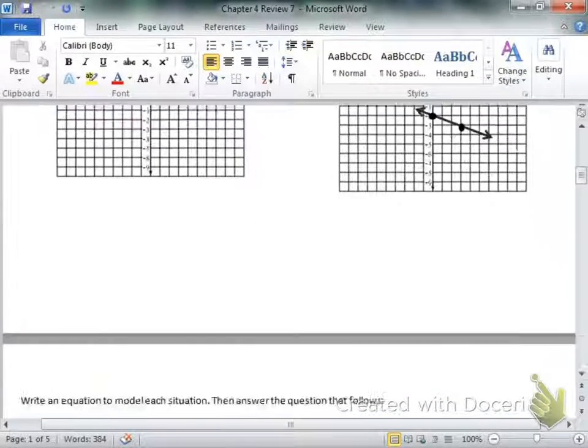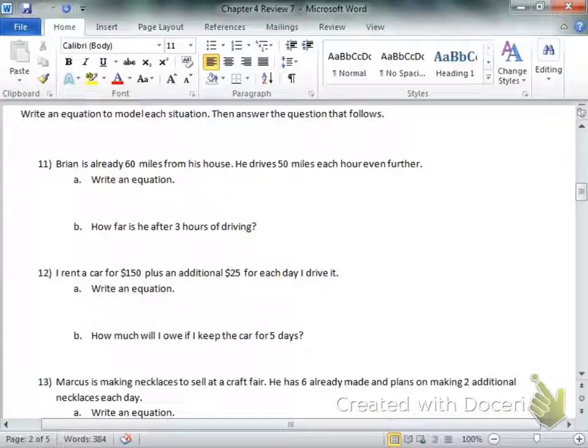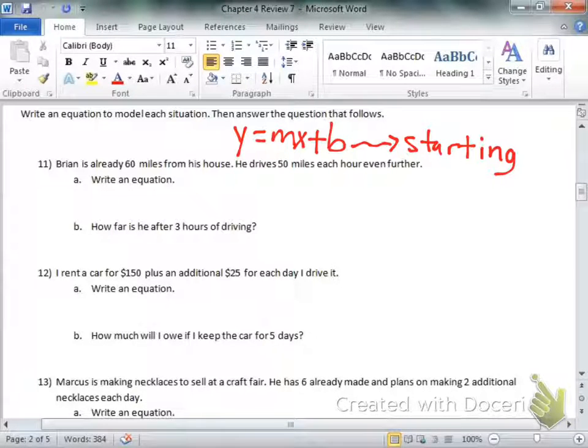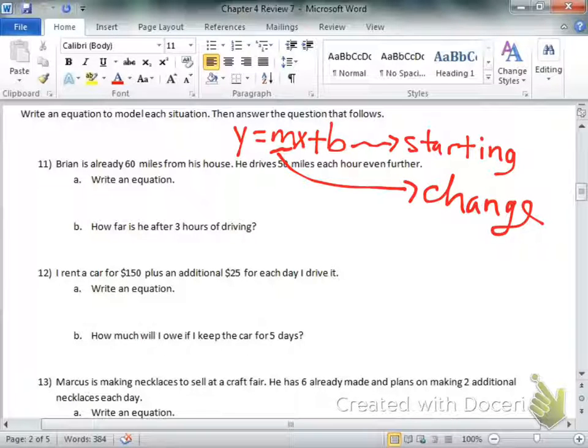Alright, moving right along to the word problems. We're starting with the same equation on the word problems. We have y equals mx plus b. But instead of thinking of the b as the y-intercept, think of the b as your starting number, and the m as the change. So how much is your total changing?